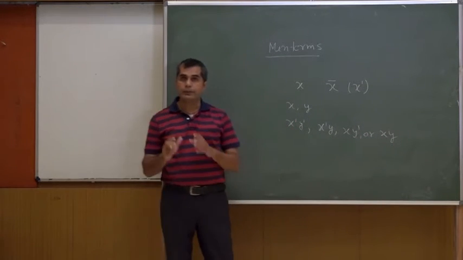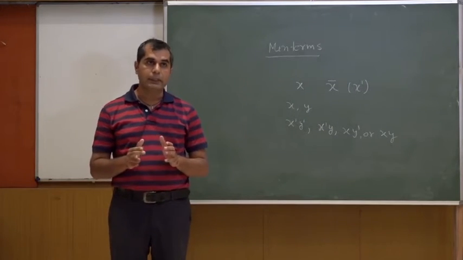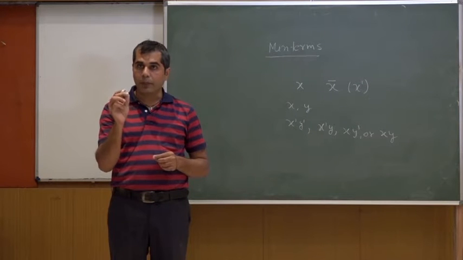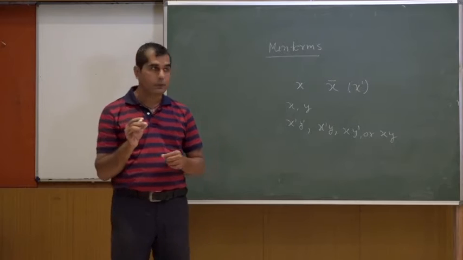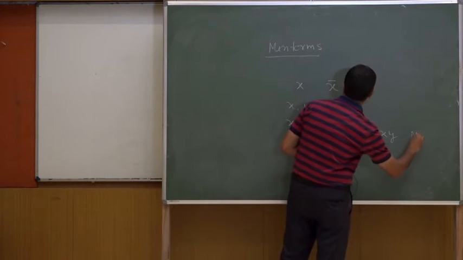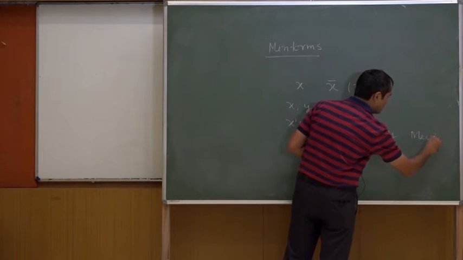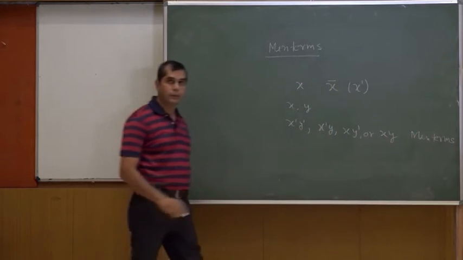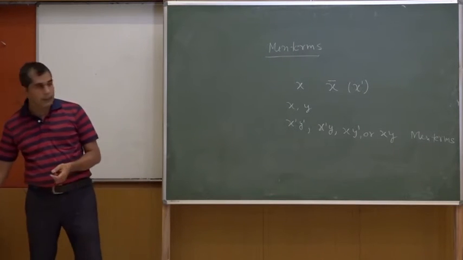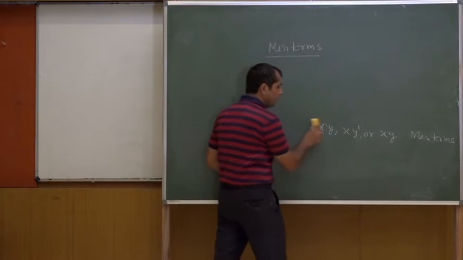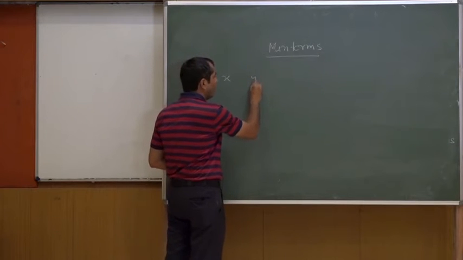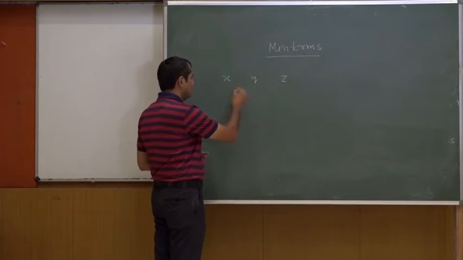Similarly, I can do the same practice for three variables. For three variables, there will be eight possible combinations. These combinations, which are products of the different variables, are called min terms. So, x dash y dash, x dash y, x y dash or x y are called min terms. Similarly, let us do the practice for three variables. If we choose three variables x, y and z, then there are eight possible combinations.